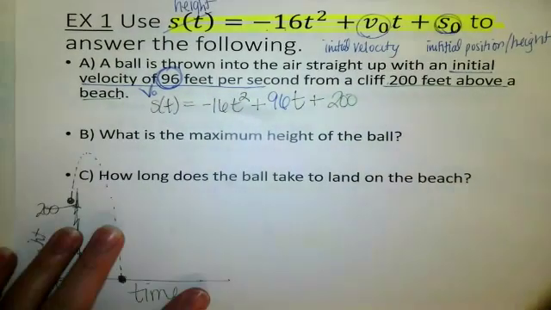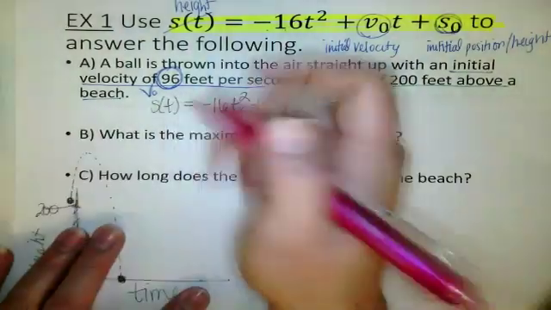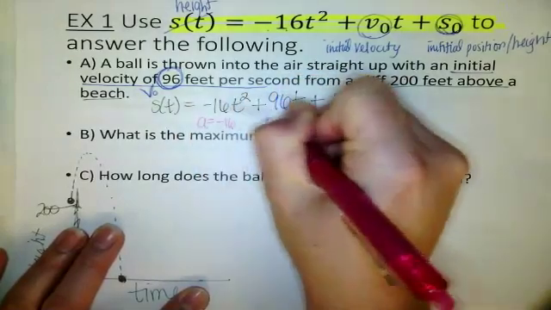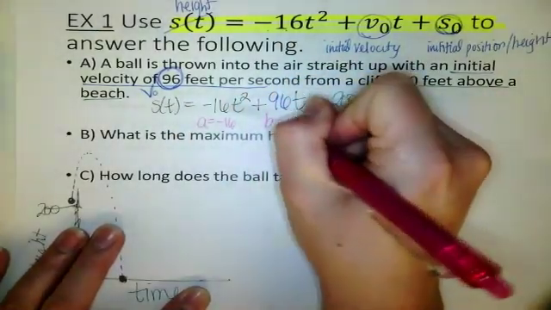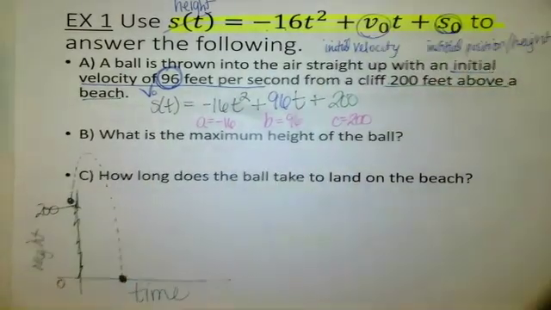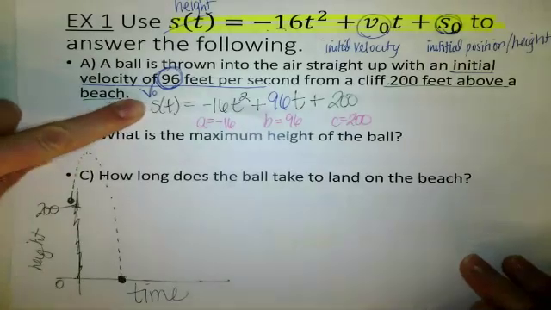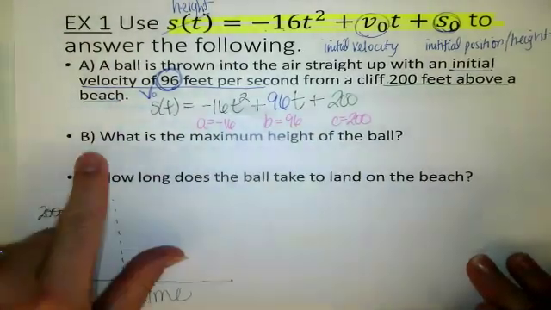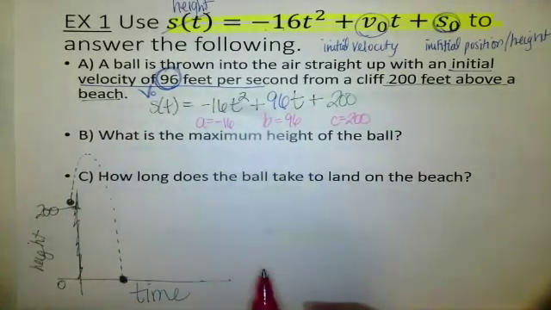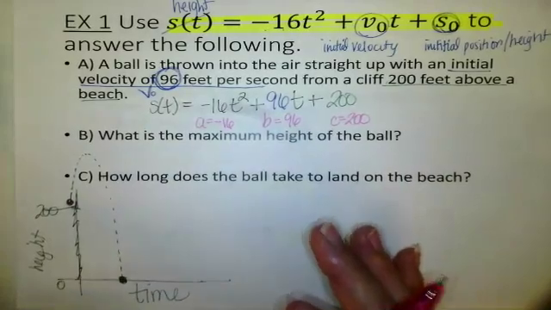Now we have this great equation. What is the value of A? Negative 16. What's the value of B? 96. And what's the value of C? 200. Okay. So the first thing you guys need to do is write your equation based on the reading, and then figure out your A, B, and C. And then we're going to answer a couple of questions. The questions are exactly the same, ladies and gentlemen. Do what we do in notes.